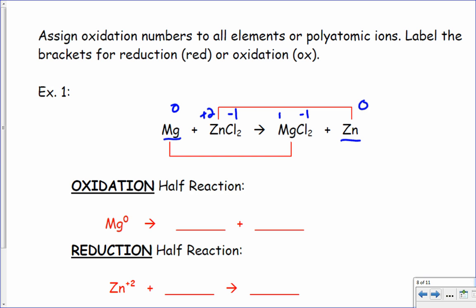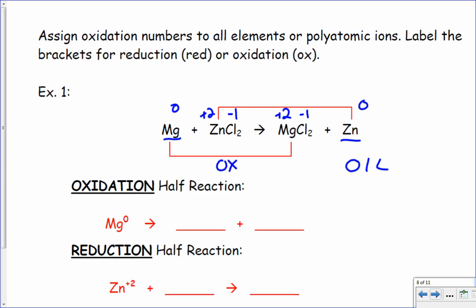It's a -2, so Mg has to be a +2. So magnesium is going from +2 to 0. Is it gaining electrons or losing? It must be losing, so that's oxidation. OIL RIG. Oxidation is losing.